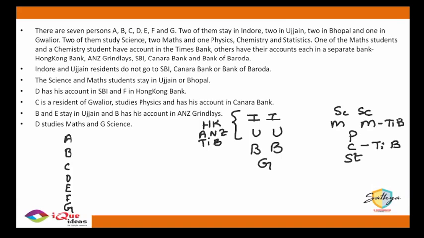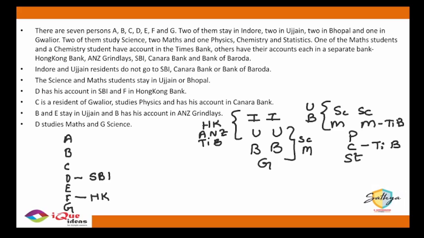Next it says the science and maths students stay in Ujjain or Bhopal. So science and maths students जो हैं वो या तो उज्जैन में होंगे या तो भोपाल में होंगे. That means जो उज्जैन और भोपाल के खिलाड़ी हैं वो या तो साइंस पढ़ेंगे या तो मैथ्स पढ़ेंगे, दूसरा कोई सब्जेक्ट हो नहीं सकता. Okay, now I can start filling in the blanks because the next one says that D has his account in SBI and F has his account in the Hong Kong Bank. So SBI और Hong Kong Bank का एक एक बंदा मिल गया, but again उसके आगे I cannot put any information.